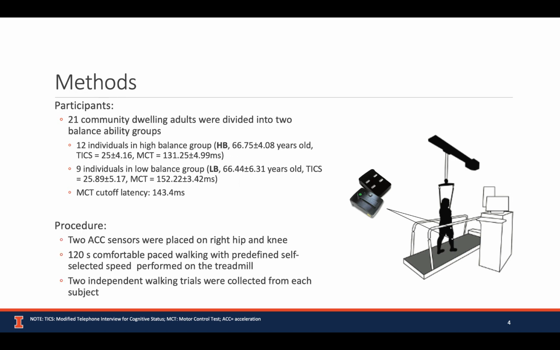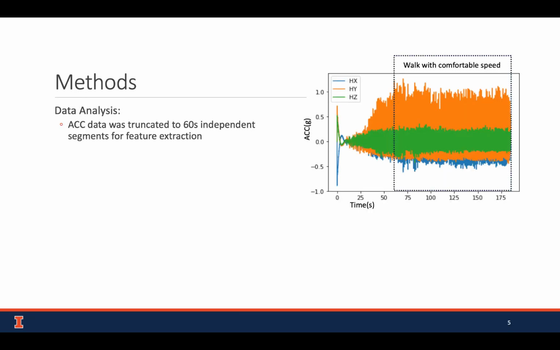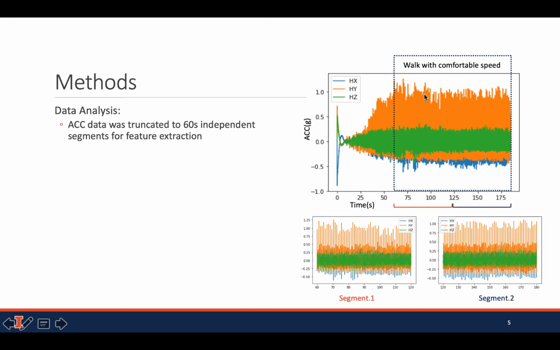We placed 2 accelerometer sensors on the right hip and knee. We collected 120 seconds of comfortable pace walking with predefined self-selected speeds performed on the treadmill, and 2 independent walking trials were collected from each subject. For data analysis, we then took the acceleration data and truncated it to 60-second independent segments for feature extraction. On the right, we could see the segment of data where the individual was walking with a comfortable speed. This could then be parsed out into 2 independent segments, segment 1 and segment 2.